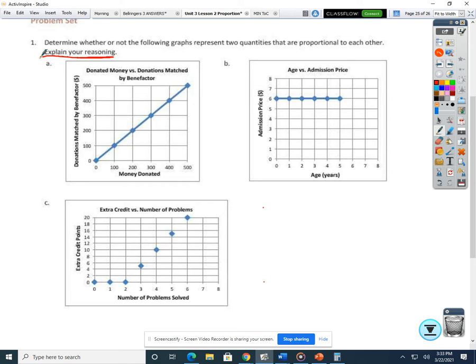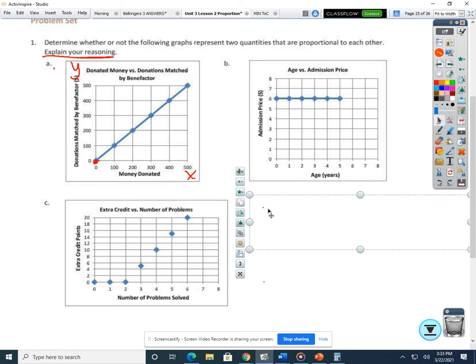So looking at our first graph A, we have donated money versus donations matched by a benefactor. Our X value across the bottom on our X axis is the money that was donated. Our Y value on the Y axis are the donations matched by the benefactor. When we look at our line created here on our graph, it is a straight line through each of the points, and the line does pass through our origin there.